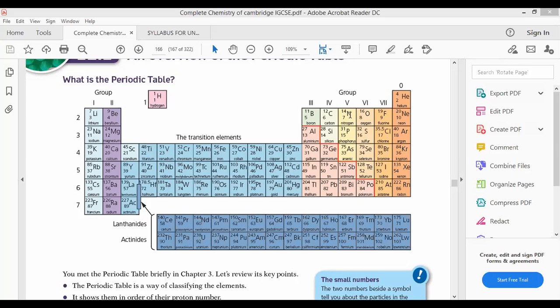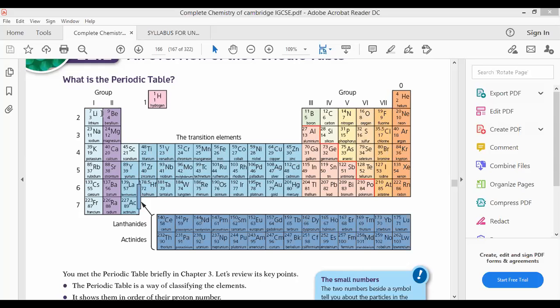Okay, take another example here, oxygen. How many protons in oxygen? 8. Good. How many electrons in oxygen? 8. What is the atomic number of oxygen? 8. Now you understand?